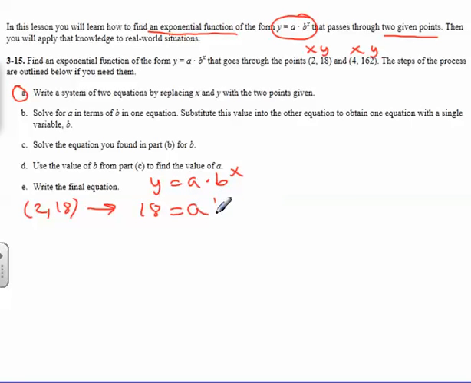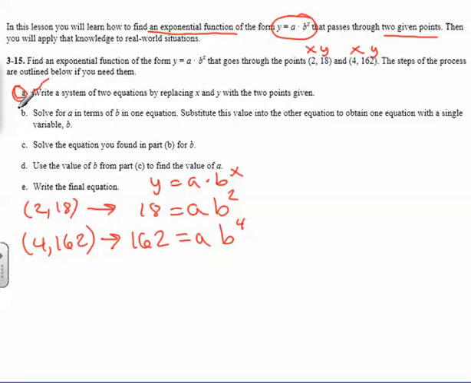Don't know b, call it b, and raise it to the power of 2. Second one, for 162, going to make an equation with that. 162 is the y value, so I replace that. And I don't know a, so I call it a. B stays b, and the power is 4. Okay, so we did a.